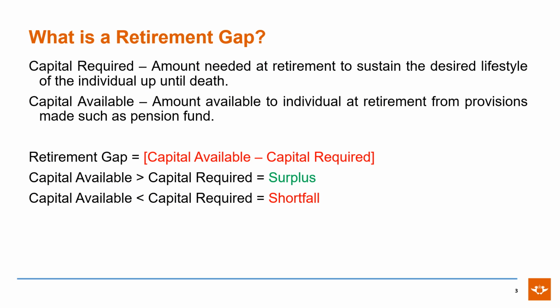A retirement gap, or retirement shortfall, is calculated as the difference between capital available and capital required. If an individual's capital available is greater than the capital required at retirement, they'll have a surplus in funds. If the capital they have available at retirement is less than what they require, they'll have a shortfall of funds.